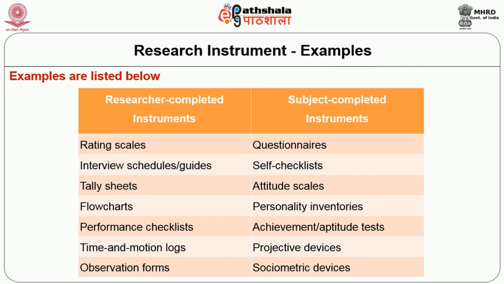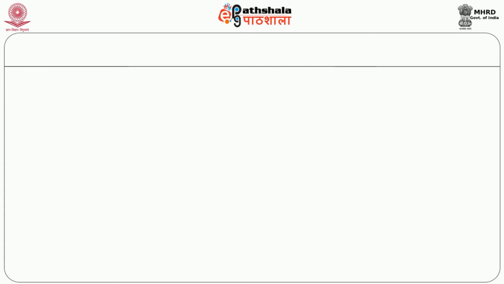Also, some other differences are those filled by the researcher are the performance checklist, time and motion logs, observation forms, while those completed by the subjects are achievement, aptitude tests, projective devices and sociometric devices.